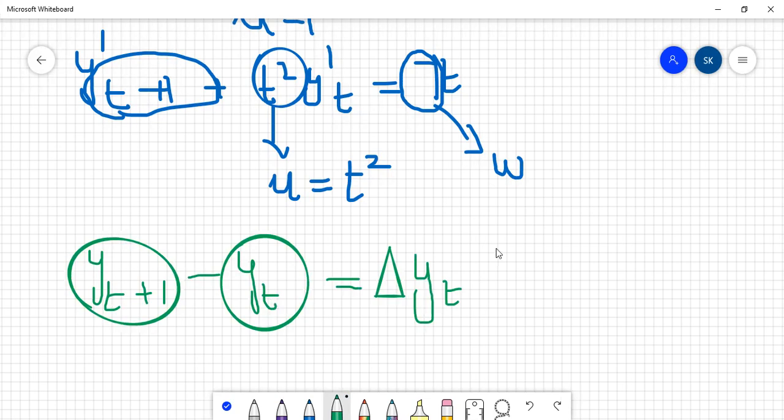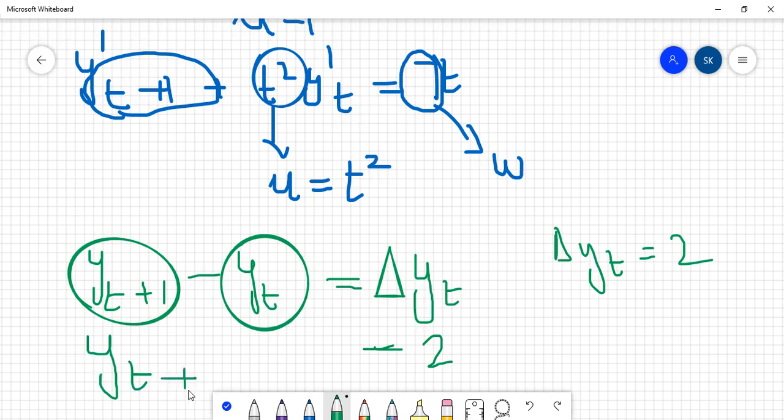Suppose we say that the value of delta yt is equal to 2. Then we will substitute the value of 2 over here, and we will get yt plus 1 minus yt is equal to 2. Simply we will substitute its value and get the solution for it. Therefore, yt plus 1 minus yt is equal to 2 for the supposed value of delta yt. Now, how to solve the first order linear difference equations?